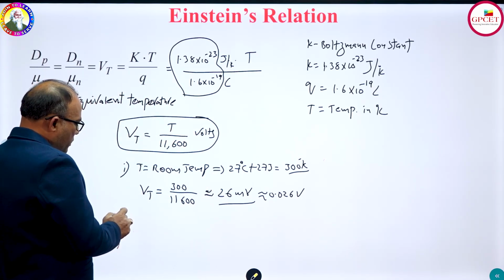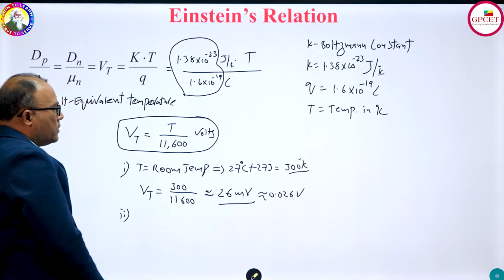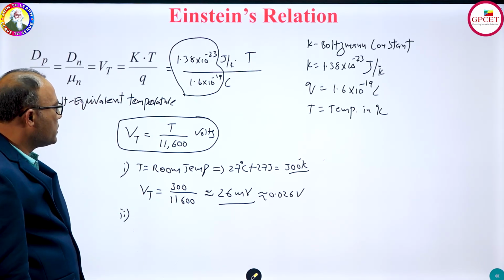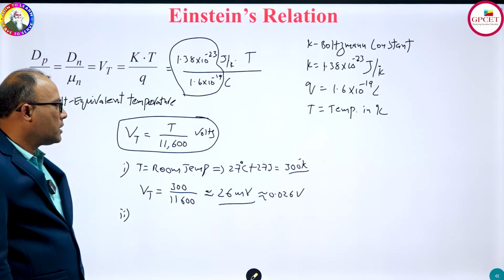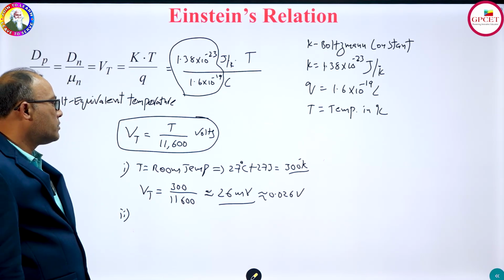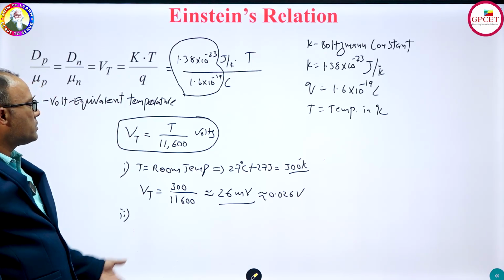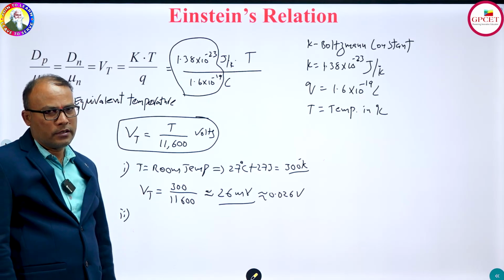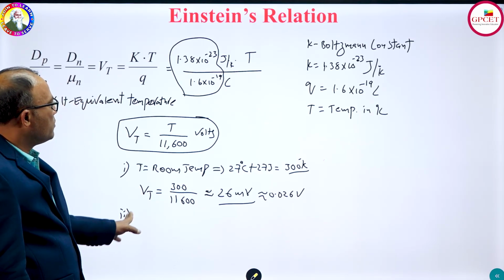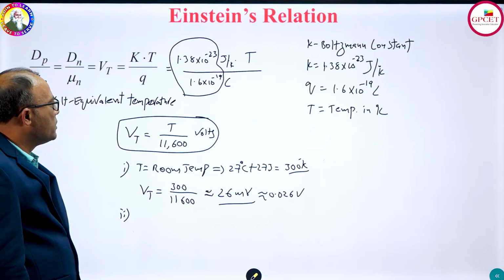Similarly, if you apply for another temperature, you can change the temperature to 27 degrees C or 37 degrees C. The problem may exist and be asked in competitive exams like 37 degrees C, 47 degrees C or 57 degrees C. Likewise, you can directly substitute T here by 11,600 and find the answer. Okay, so this is about Einstein's relation.